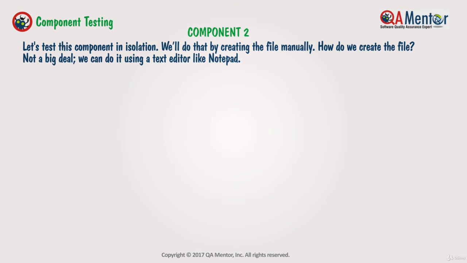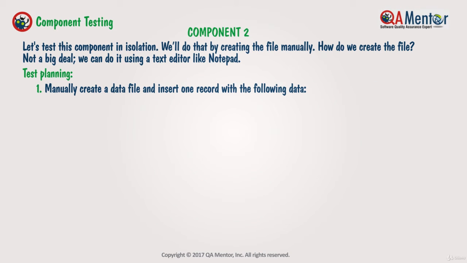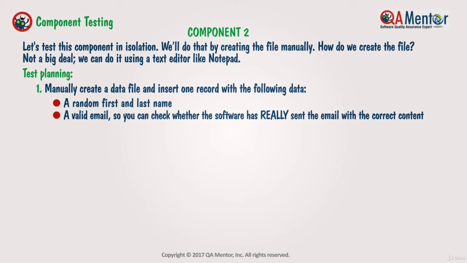Component 2. Let's test this component in isolation. We'll do that by creating the file manually. How do we create the file? Not a big deal. We can do it using a text editor like Notepad. Test planning. 1. Manually create a data file and insert one record with the following data: a random first and last name, a valid email so you can check whether the software has really sent the email with the correct content, a random certificate code.